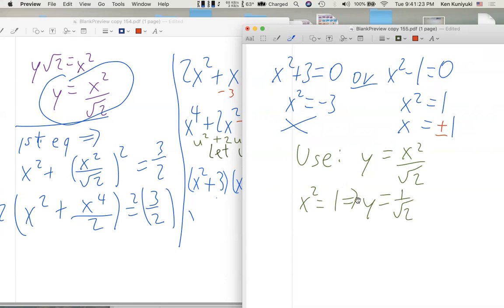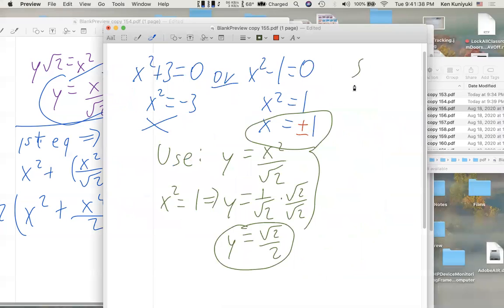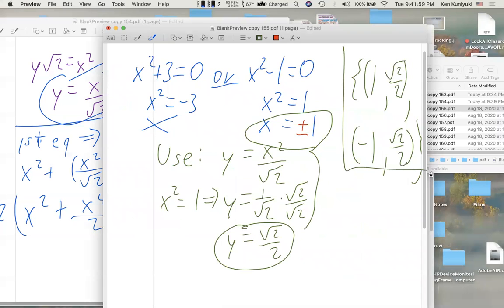X squared equals 1, right? So that means y equals 1 over root 2. That is root 2 over 2 after you rationalize. And this is the common y coordinate for both of these x coordinates. So what's our solution set? We have two solutions. One x coordinate is positive 1. The other x coordinate is negative 1. But the y coordinate for both these ordered pairs will be root 2 over 2. And that should be your solution set.